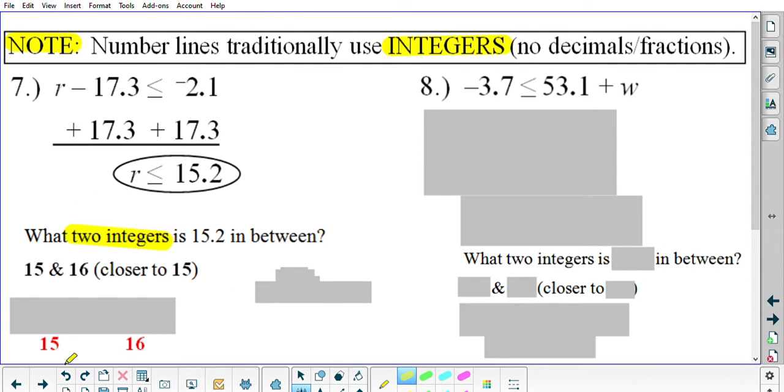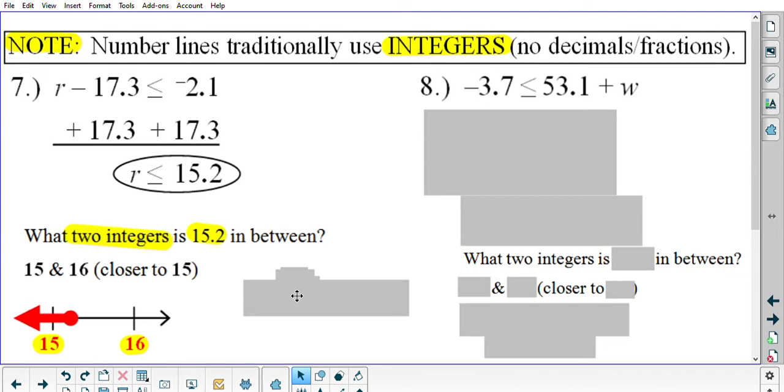So back to number 7's graph. The 2 integers are 15 and 16. That is what 15.2 is in between. And then we just got to put the dot at the correct place. Like I said, since the 15.2 is closer to the 15, that's why the dot was pretty close to the hash mark that was labeled 15. And then since it was less than or equal to the 15.2, that's why we're shading to the left.